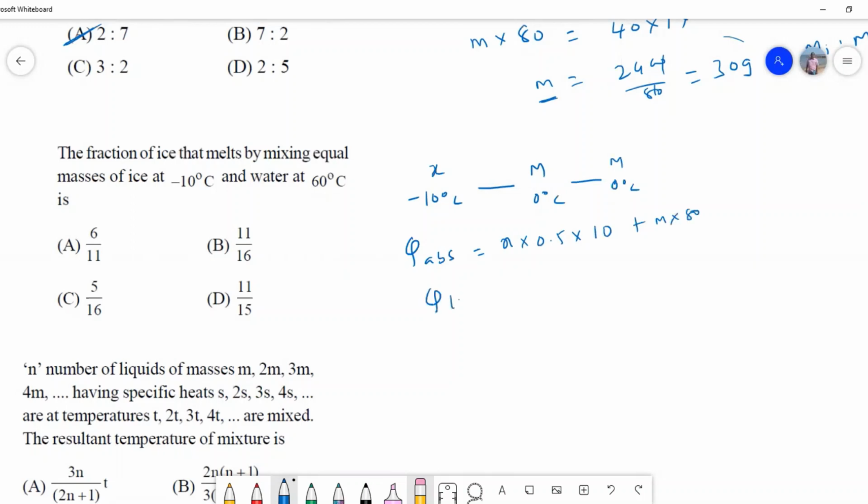And what is the heat lost by water? Again, mass of water m, temperature change is 60 minus 0, specific heat of water is 1 anyway, into 60 minus 0, 60 only.